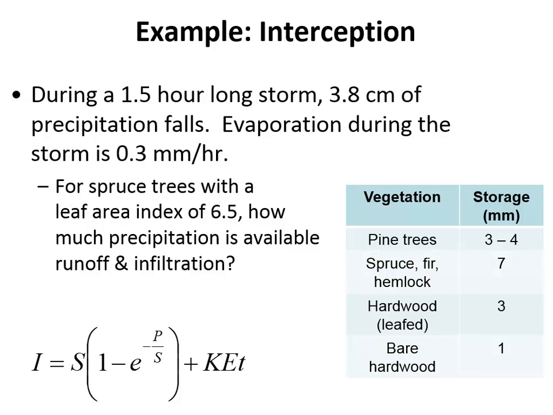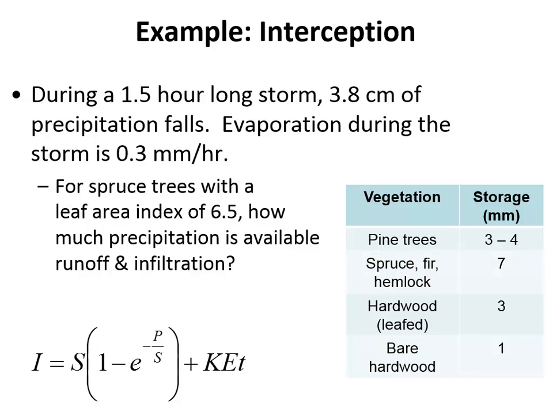Abstractions are things that temporarily intercept the flow. It's not a permanent infiltration to the soil. And in this example, what we're trying to find out is, of the 3.8 centimeters of precipitation, how much of it is going to be available for runoff and infiltration? In other words, how much of that 38 millimeters of rainfall isn't intercepted by the spruce tree vegetation?